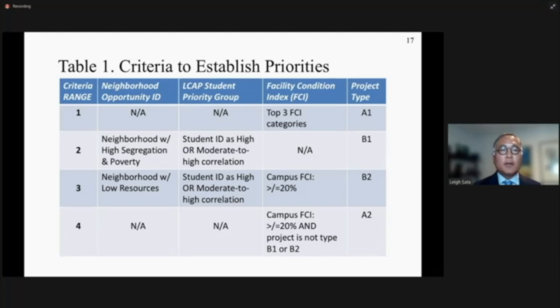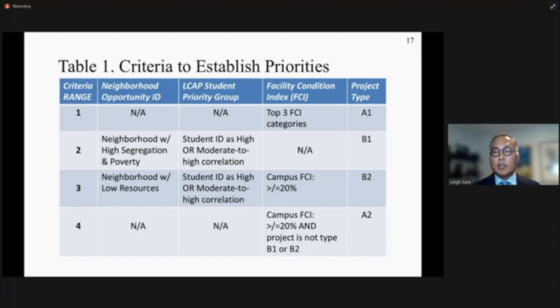So this was the table that we showed last time. We wanted to clarify it one more time and emphasize that the criteria represents a range of options. And frankly, if you look at the criteria range, number 1 is the top 3 FCI categories. So that has to do with health and safety, performance and integrity, and ADA issues. Those are high-risk areas for the district, and they need to be addressed at any school, regardless of its location. That's considered project type A1.